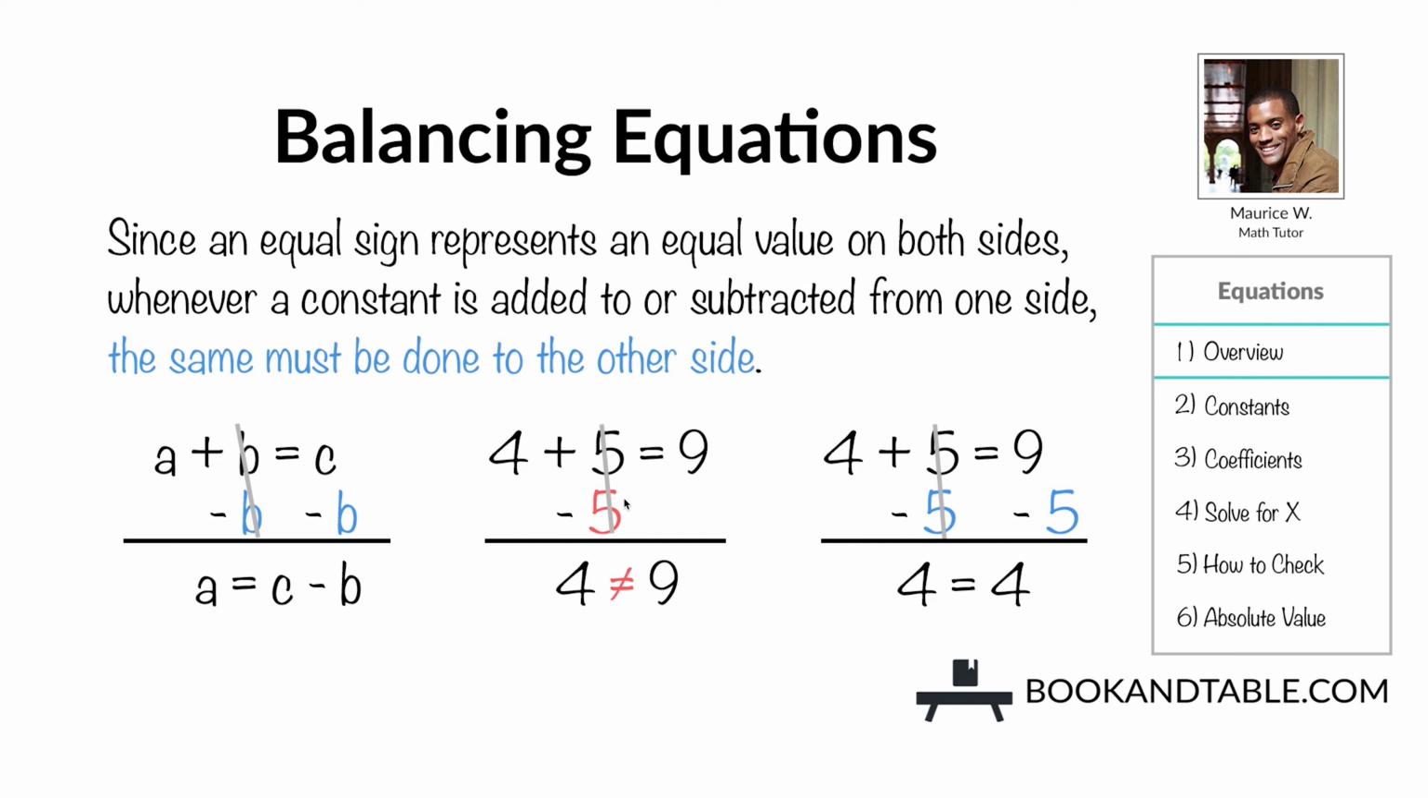If we do not keep the equation balanced, here's what happens. Let's say we have 4 plus 5. We know that that equals 9. Well, if we want to isolate 4, we would subtract 5. But if we only do that from the left side, we wind up with 4 is equal to 9, and that is not true. But if we subtract 5 from the right side as well, we do end up with a true statement, which is 4 is equal to 4.